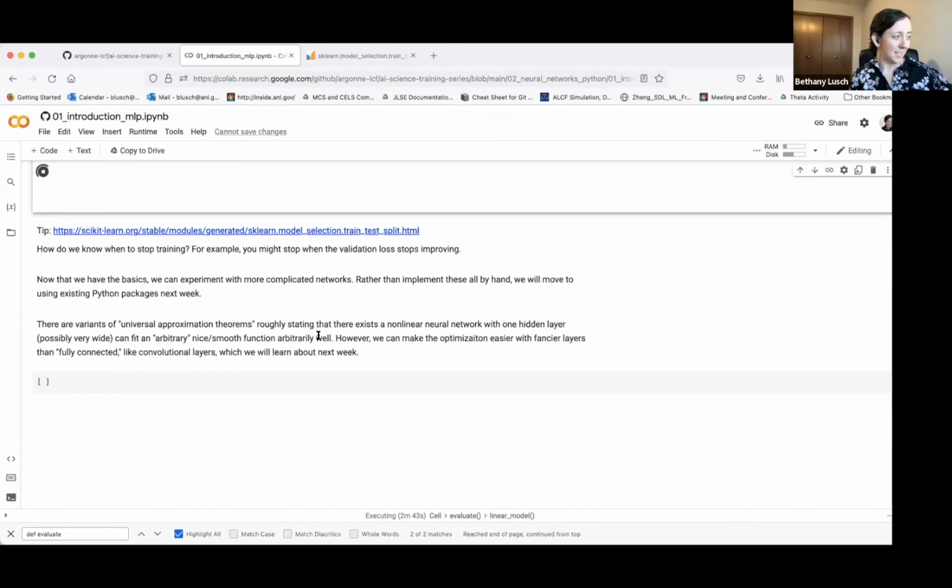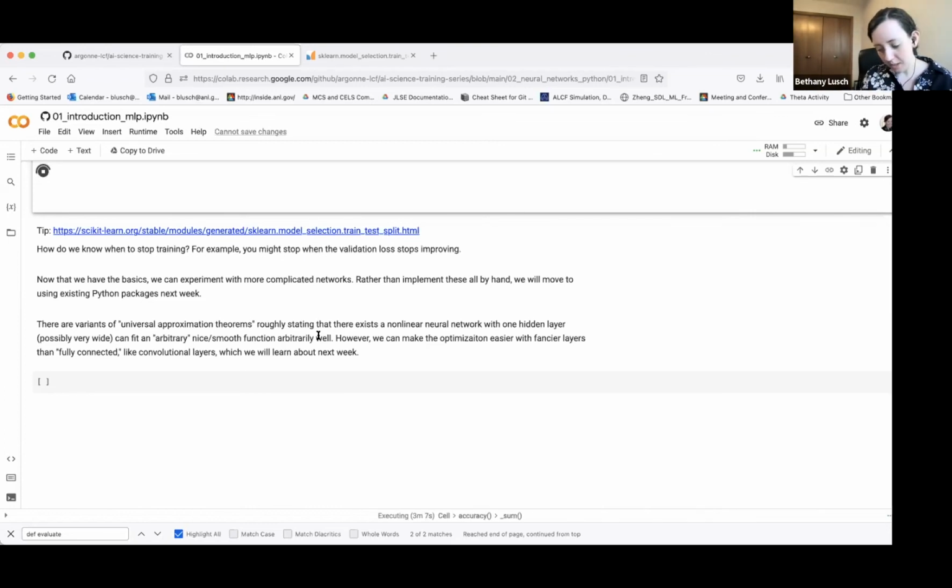So I know people were asking about width versus depth. There's some trade-off: when you want to make your network more complicated, you can do it by making those layers wider or deeper. The theorem says the network exists. Now, that doesn't mean it's easy to find with optimization.